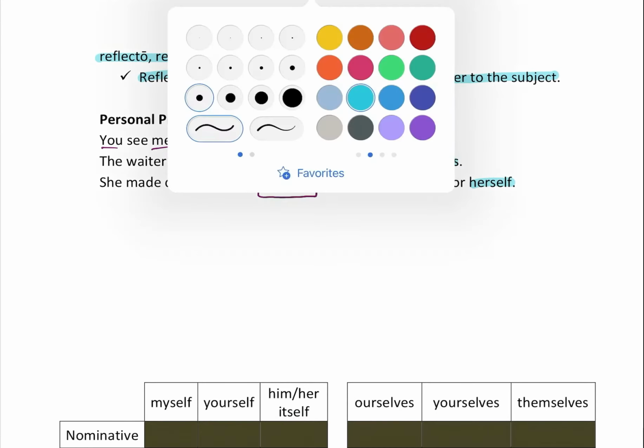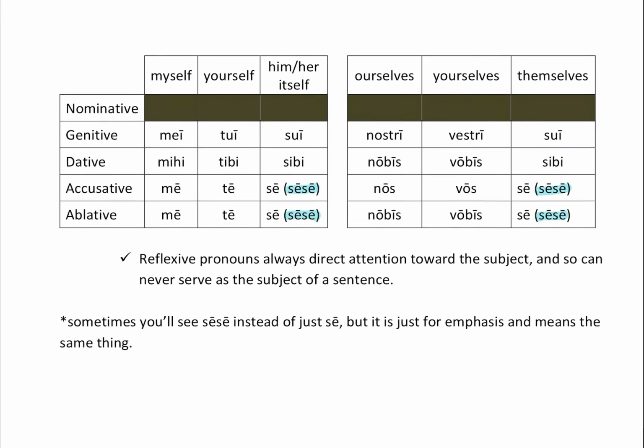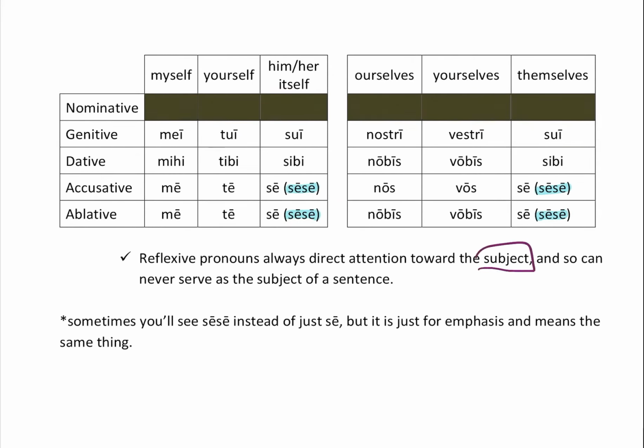So if we go back and we look at this sentence, we serve ourselves. We can't say ourselves serve ourselves. That doesn't make any sense. Or you can't say myself sees myself. That doesn't make good English sense. So because it reflects back to the subject, it can never serve as the subject of the sentence. And so there'll never be any nominatives, which makes it even easier because there's less things to memorize.